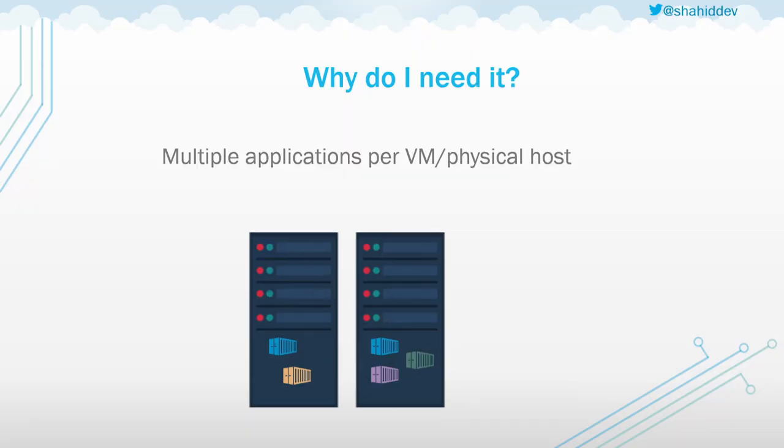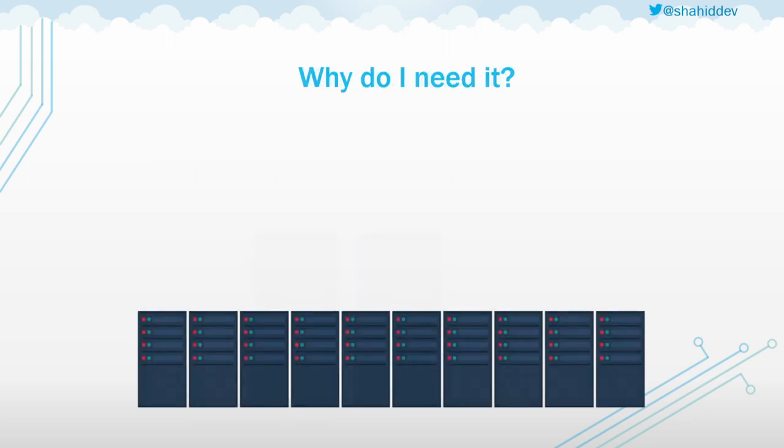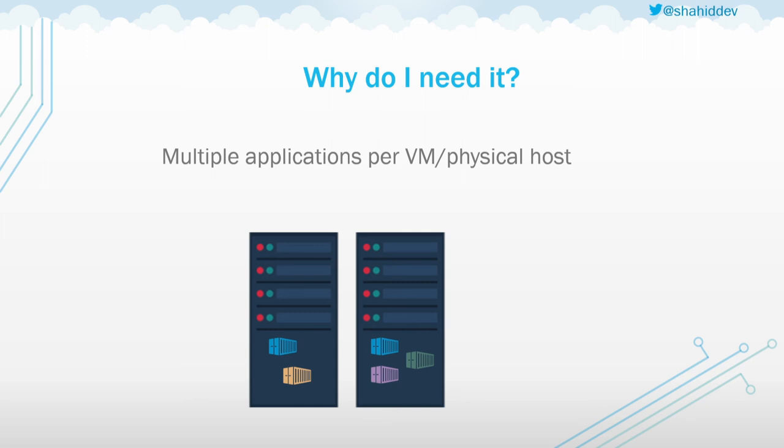What happens if one of these machines dies? Firstly, we're going to need to know the machine has died. Hopefully, we have alerting and monitoring in place to do that. Then we're going to have to figure out what was on that machine. We have to go in and spin up another machine and replace what was running on it.